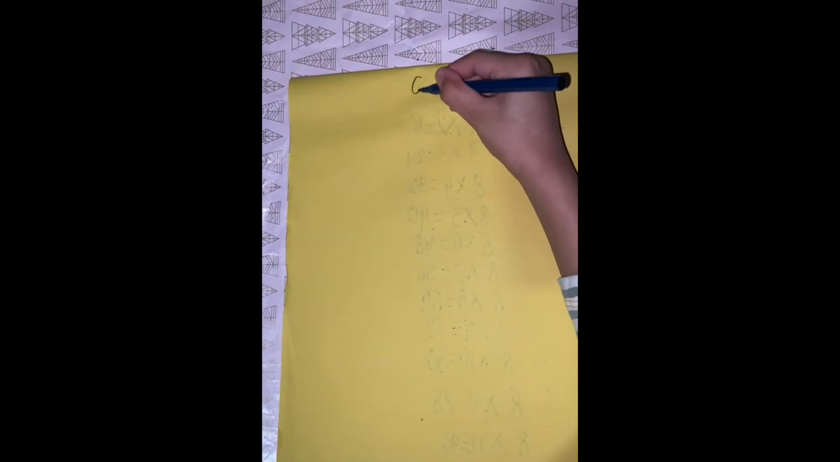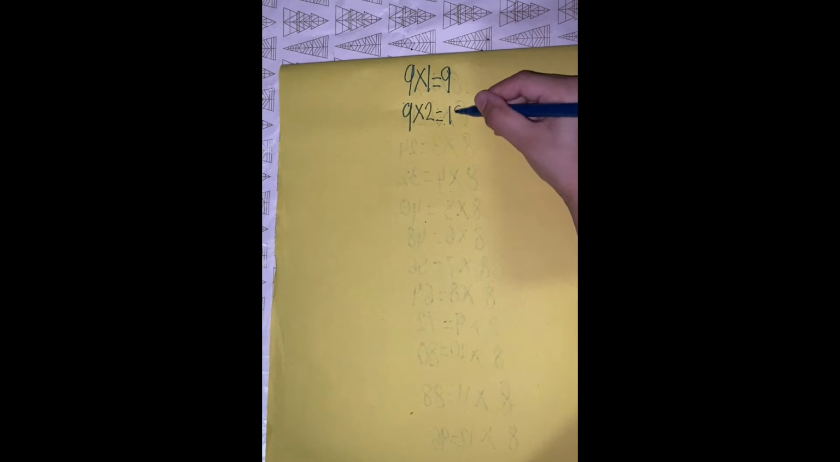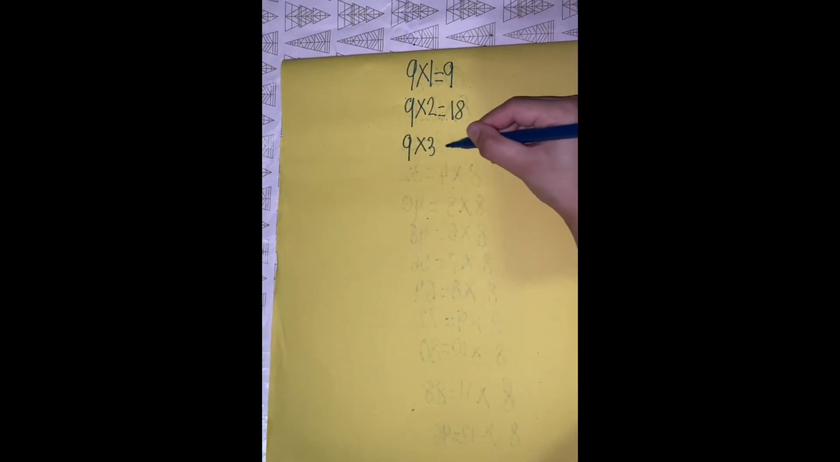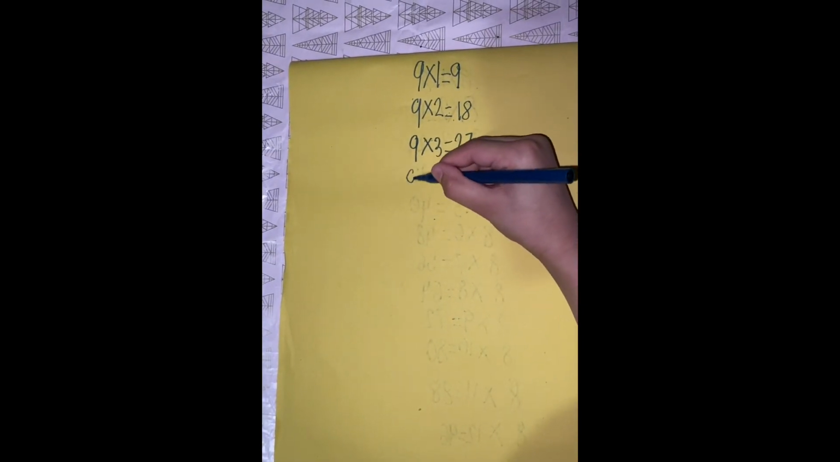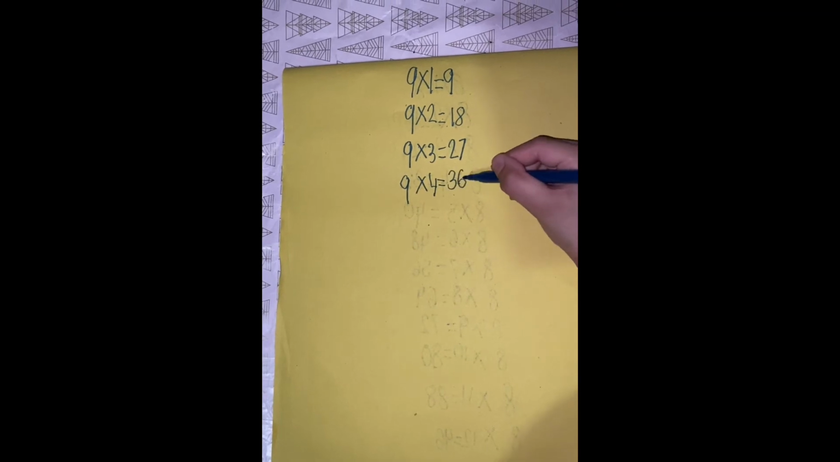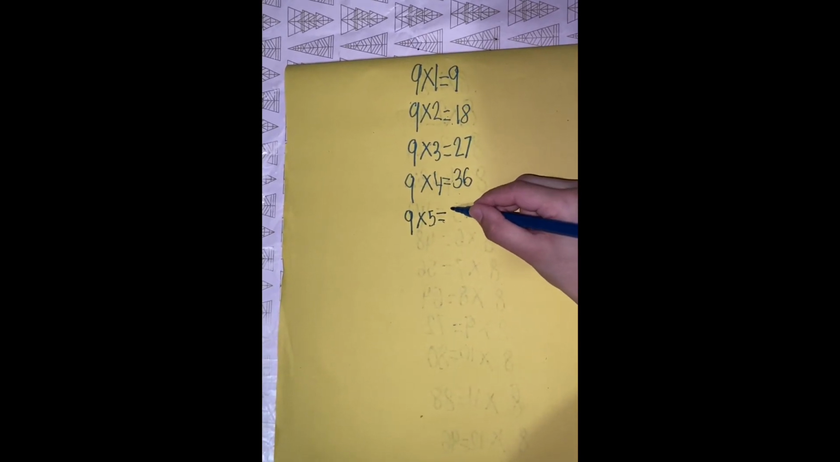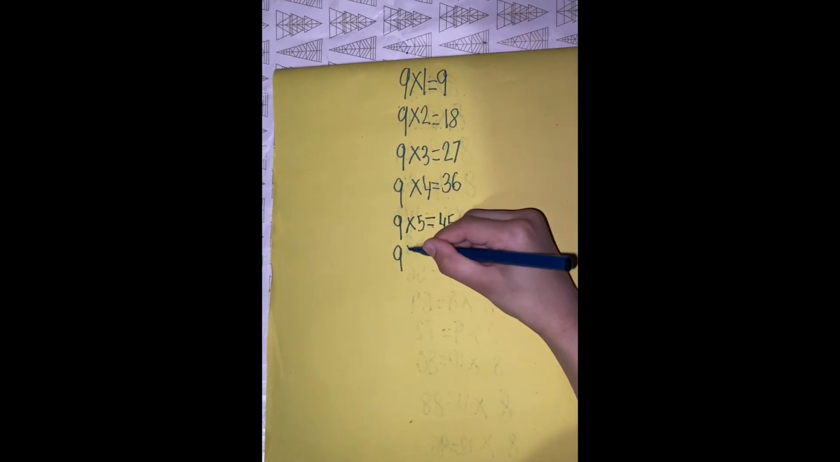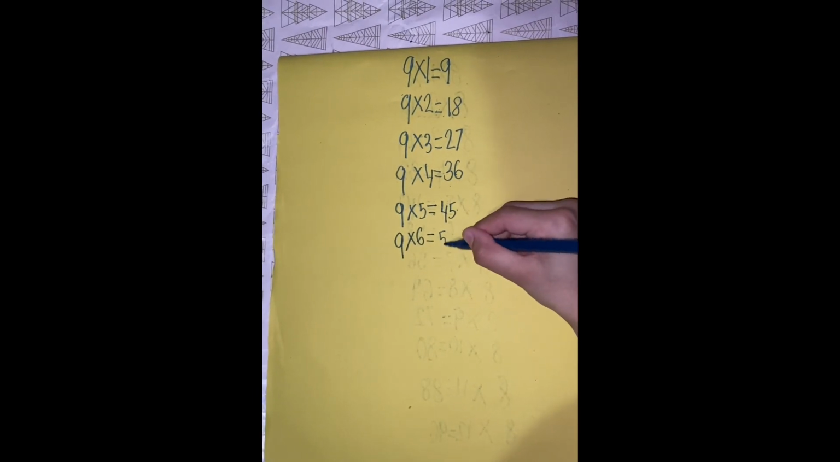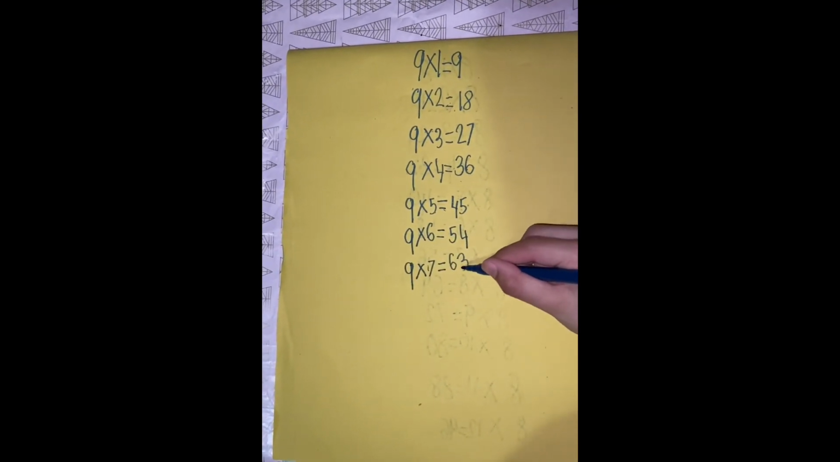So now we are going to do the 9 timetables. 9 times 1 equals 9. 9 times 2 equals 18. 9 times 3 equals 27. 9 times 4 equals 36. 9 times 5 equals 45. 9 times 6 equals 54. 9 times 7 equals 63.